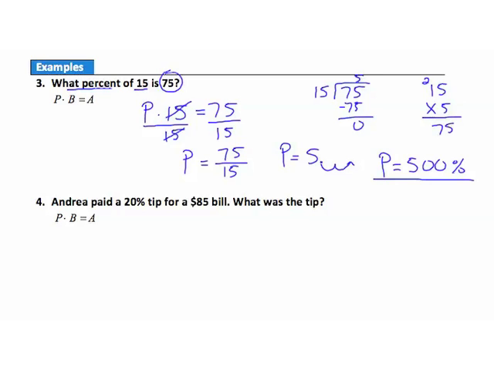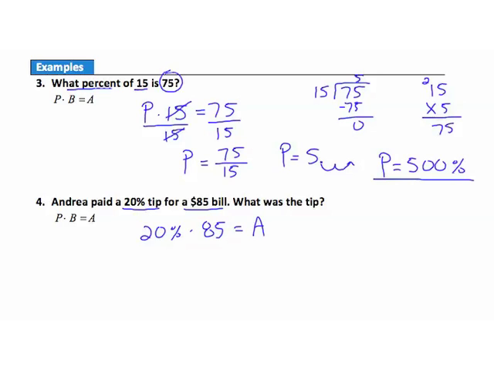Let's take a look at example 4. Andrea paid a 20% tip for an $85 bill. What was the tip? Again, we're thinking percent of the base is the amount. We'll start with the percent and the base. So it looks like 20% of, in this case, an $85 bill. So that means there is our percent, 20% of 85. So we'll write that information in there. 20% times 85. In this case, we don't know the amount.